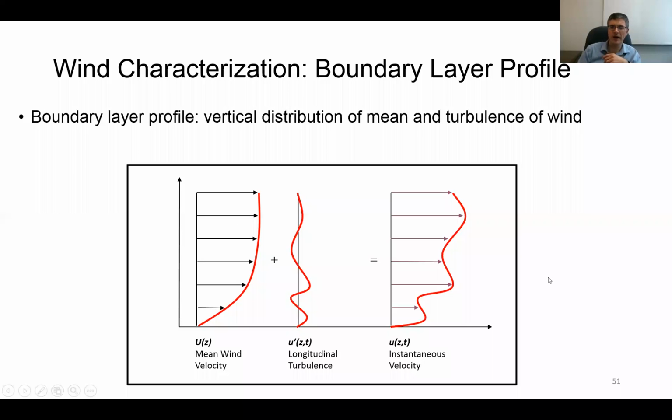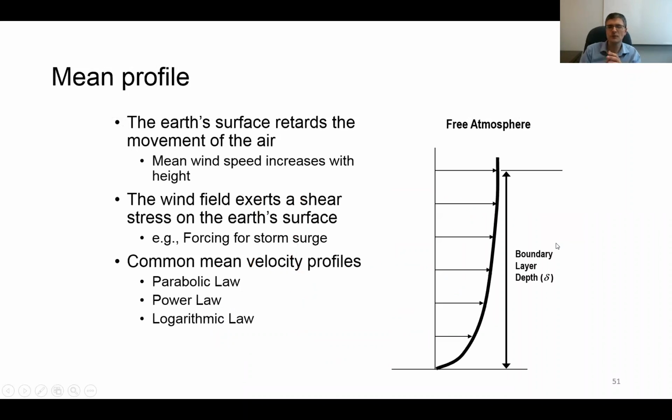And we're going to talk about the quantification of the mean as well as the turbulence. So the mean wind profile, kind of focusing on that. Of course, the Earth's surface retards the movement of the air. Mean wind speed increases with height. The wind field also exerts a shear stress on the Earth's surface. That's a major driving force for storm surge, for example.